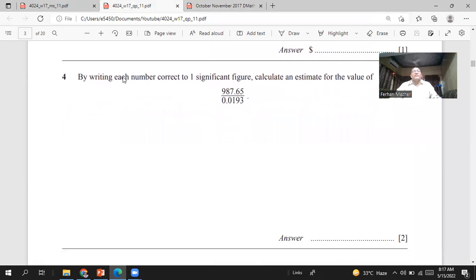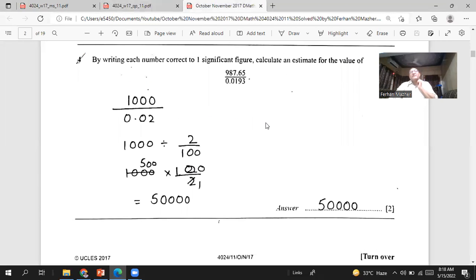The next question coming up on your screen is question number 4. It says, by writing each number correct to one significant figure, calculate an estimate for the value of the expression. Okay, so 987.600 is 1000, and 0.0193 will be 0.02. And then you can move the decimal and the calculation can be done.